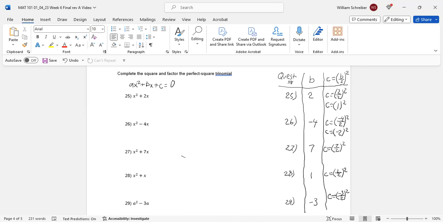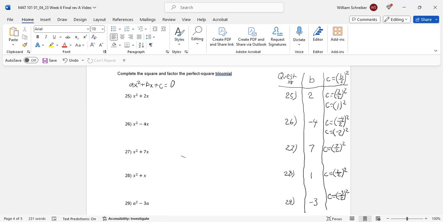For 27, this is 7 over 2. That's not a whole number, so we're going to leave that as is. For number 28, again, we have 1/2 inside the parenthesis. That's not a whole number, so we're going to leave that. And for number 29, that's not a whole number either, so we're going to leave that.